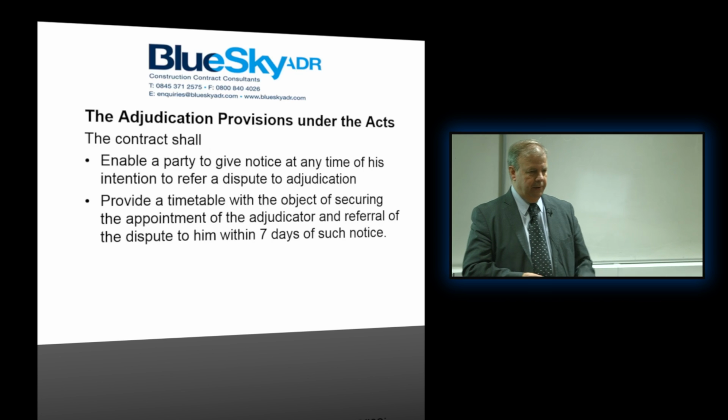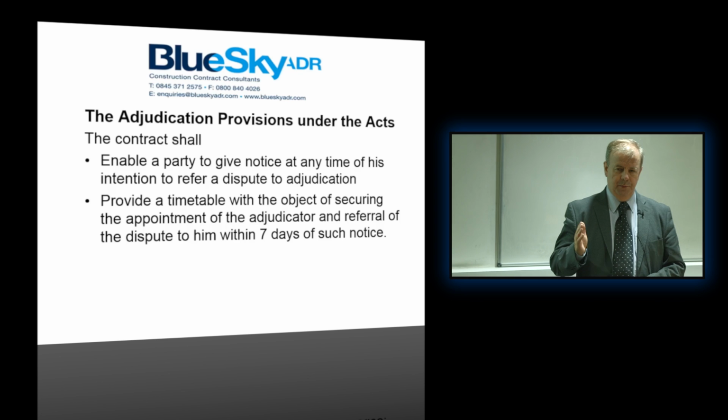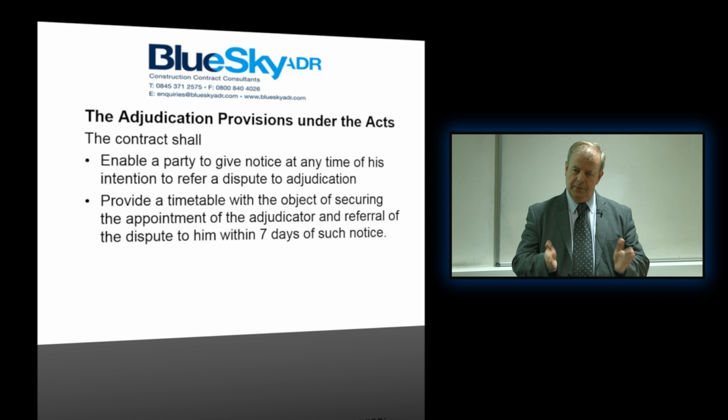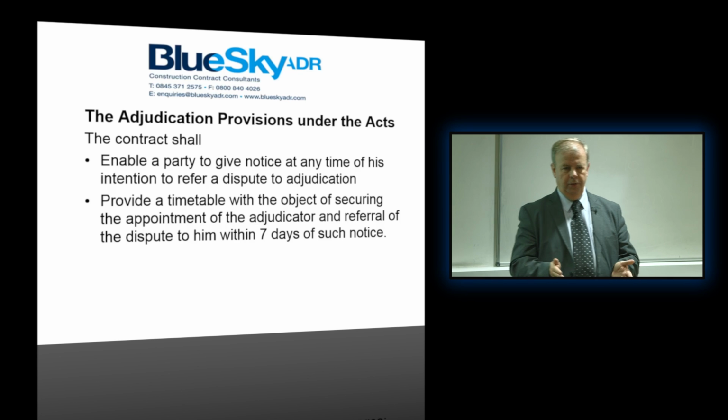Now, the provisions of the Act say that you have to be allowed to give a notice of adjudication at any time. Some of the contracts you might have dealt with so far, like the NEC, for example, say that before you go to adjudication, you have to first go through a process of trying to resolve the dispute with the other side without going to adjudication. And in the early versions of the NEC, that was the provision of the contract. But then when it went to court, the court said, no, you can't do that because the Act says you can go to adjudication at any time.